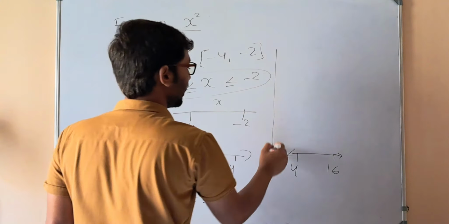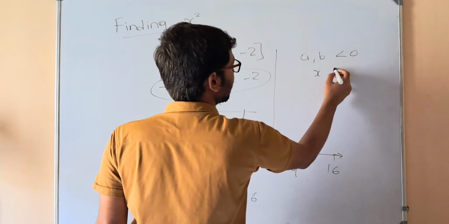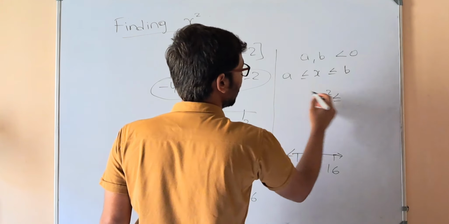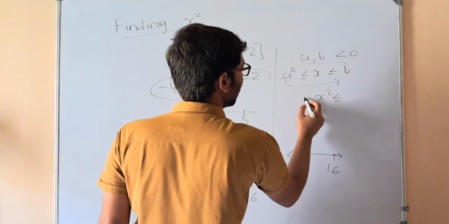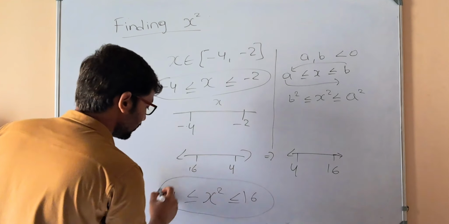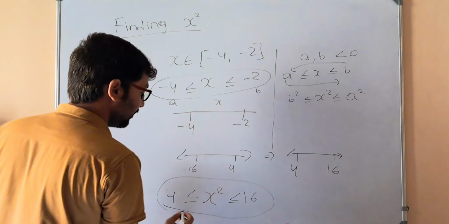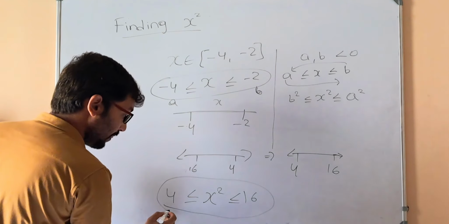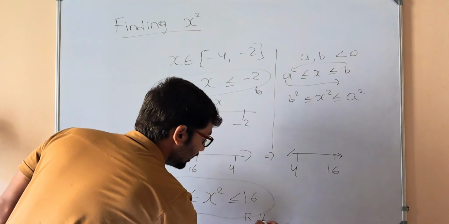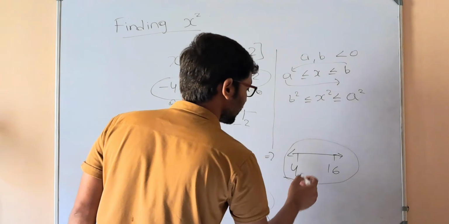So in general, what can I write? If a, b are both less than 0 and b is less than or equal to x, and x is less than or equal to a, then what about x square? So this shifts to that side and this comes to here. So that will be b square and a square. That's what happened here, right? This was b and this was a. So now b square is on the left hand side and a square is on the right hand side, isn't it, friend? This is the easy way to find the square values of x.